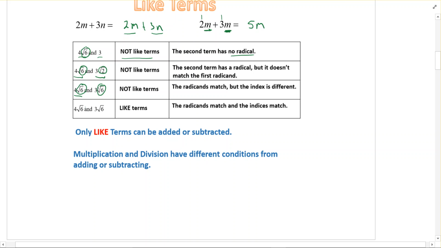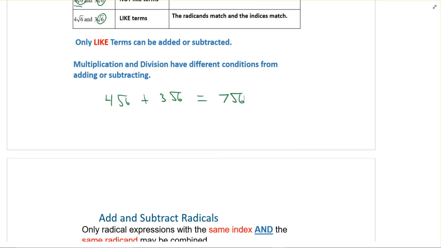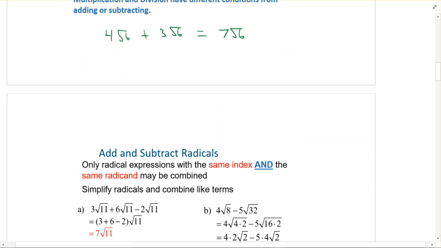And then finally, like terms, yeah, this is it. 4 root 6 and 3 root 6. That's really similar to saying 4m plus 3m, right? But instead of an m, we have a root 6. So those are like terms. And if you were adding those things, we could say 4 root 6 plus 3 root 6. Just like before, that's just going to be 7 root 6. So that's why like terms are helpful, is that we can simplify things. You'll see in a minute here.